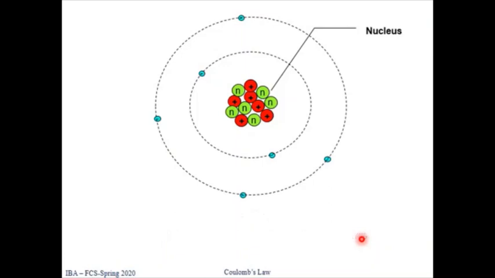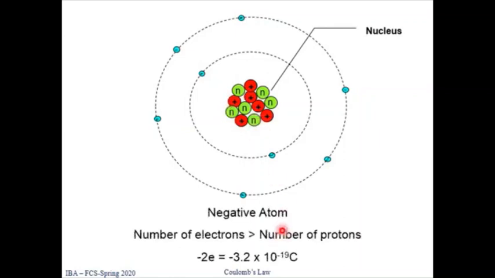Let me add 2 more electrons to this atom. One electron added here and another electron added here, so that the total number of electrons is now 8, which is greater than the number of protons available to this nucleus, which is 6. Therefore, this atom is considered a negative atom because the number of electrons is greater than the number of protons.